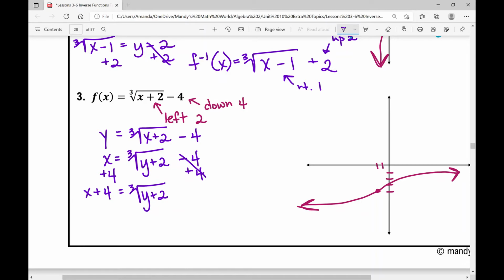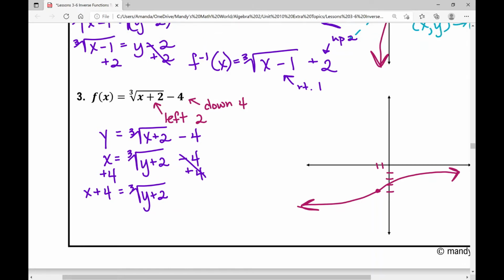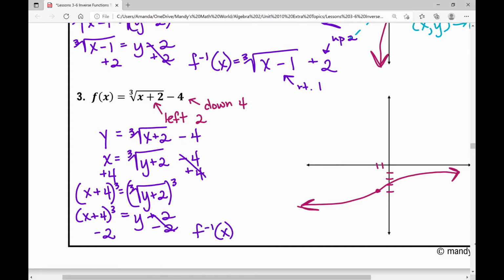And now I need to undo that cube root. Well, you undo a cube by taking the cube root. You undo a cube root by cubing it. What I do to one side, everything gets cubed on the other side. So x plus 4 cubed, the entire thing got cubed, equals y plus 2. And now to get y all by itself, I'm going to subtract 2 from both sides. And if I write this in function notation, f inverse of x equals x plus 4 cubed minus 2.